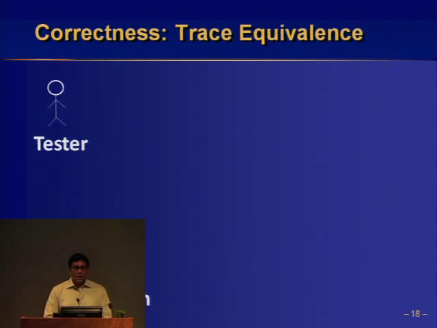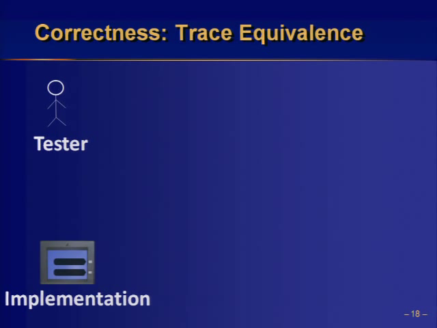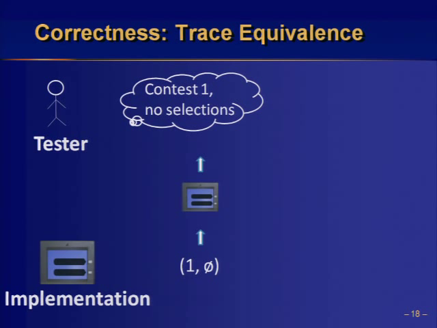The notion of correctness we use is a notion that's much used in the area of formal methods. It's called trace equivalence. The idea is that you observe sequences of states that occur in the implementation and in the mental model of the tester for a sequence of inputs. For instance, the implementation might start out in contest number 1 with no candidates selected. It displays a screen to that effect. The tester looks at the screen and has their own picture of the state, which is that the machine is in contest 1 and there are no selections.